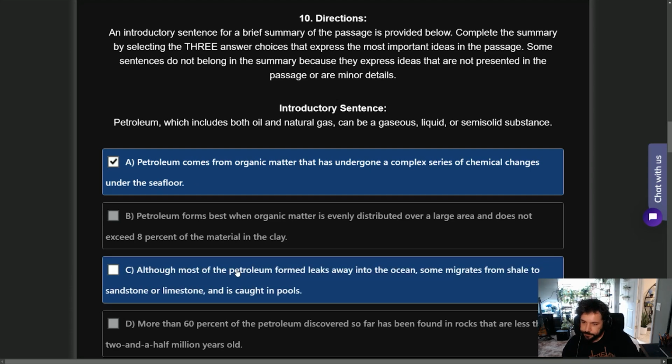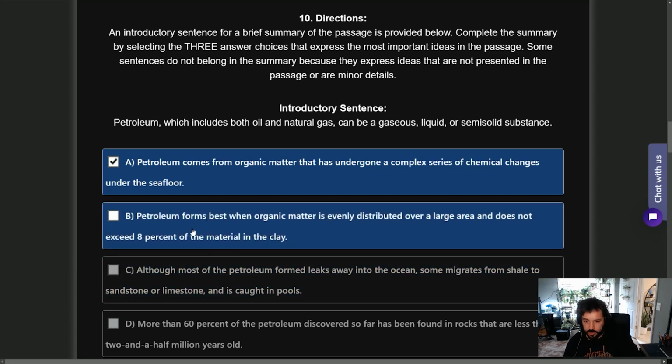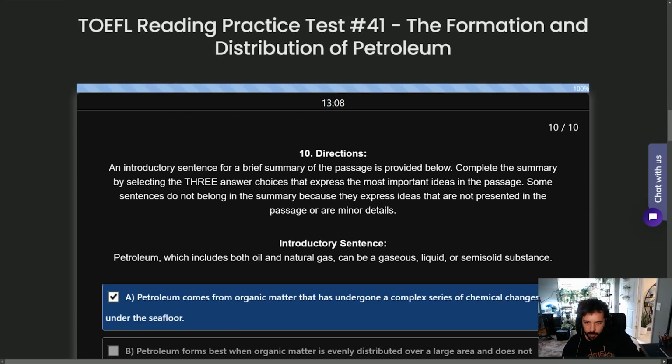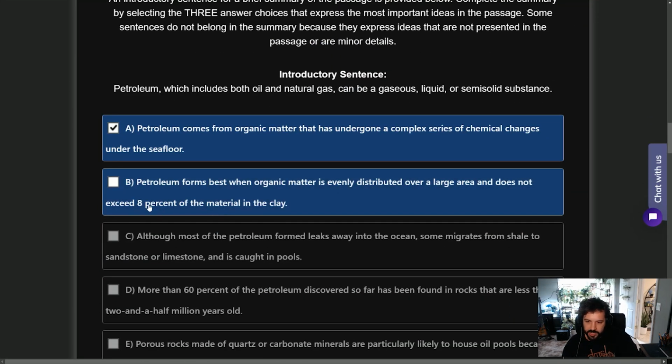I like this one. Petroleum forms best, strong claim, when organic matter is evenly distributed over a large area and doesn't exceed 8% of the material in the clay. The only time we mentioned 8%, also it's easy to cross-reference these numbers. You could go up and read it, but there is no need to. We never said it has to be under 8%. We just said it's about 8%. Even if it were true, it's still not a good summary. It seems to be just a minor detail in the whole process. I mean, it's not a minor detail, to be fair. If this were true, it would be a very good option, but it's not true. So it doesn't pass that check.